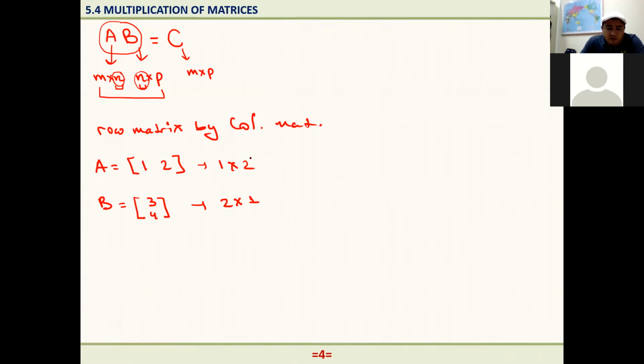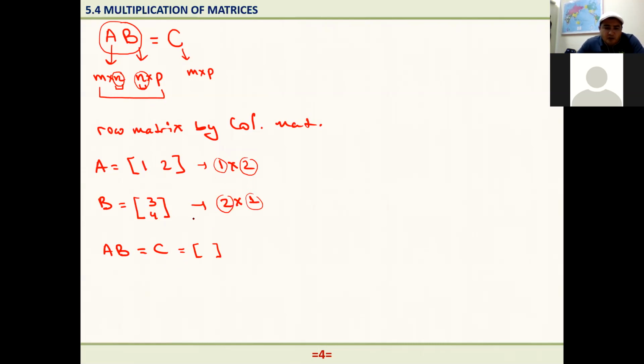As you see here, the number of columns of the first one is equal to the number of rows of the second one, right? And if I multiply A by B, I will have C. How do I know the order of C? Here we have N, which is 1. This one is P, which is 1. So that means this C will be a 1 by 1 matrix. That means that if you multiply any row matrix by a column matrix, and the multiplication is defined, we will have a 1 by 1 matrix.